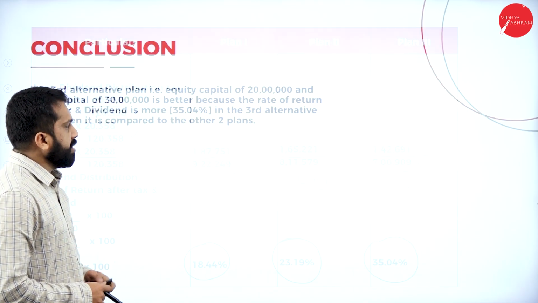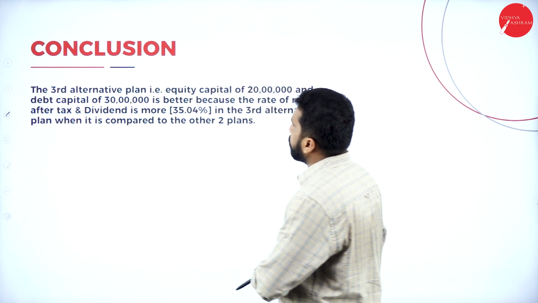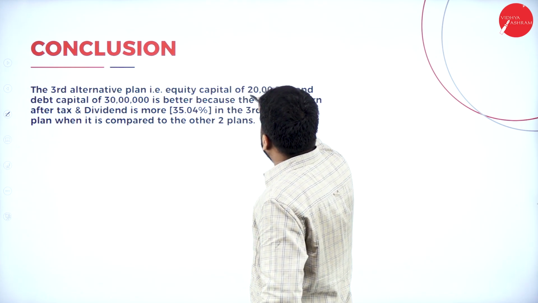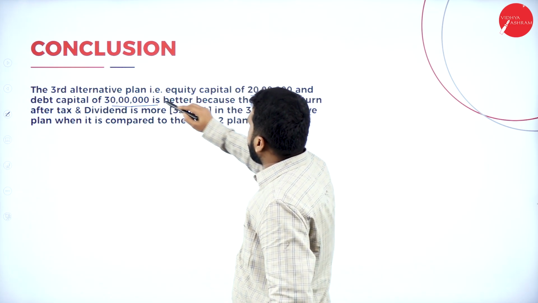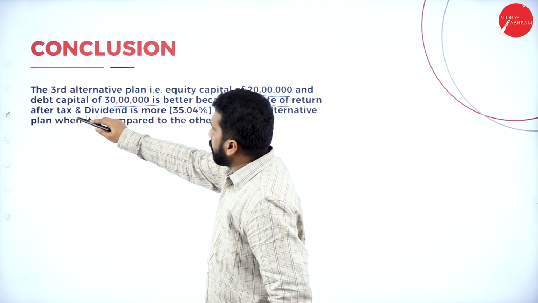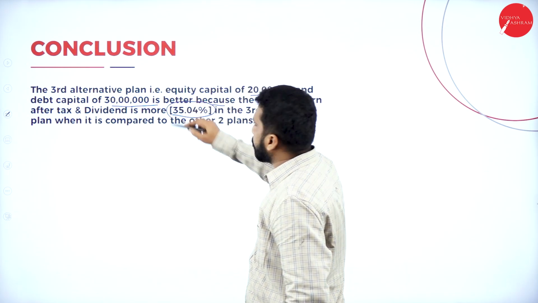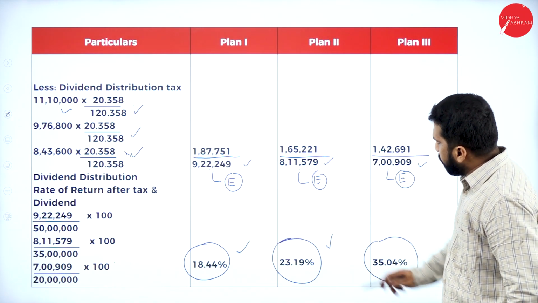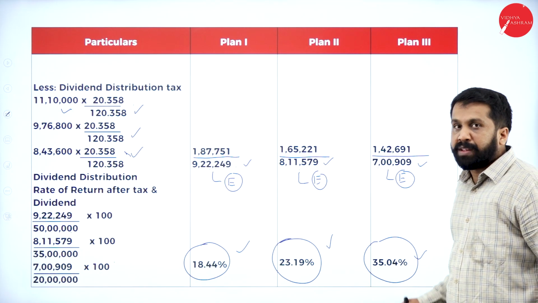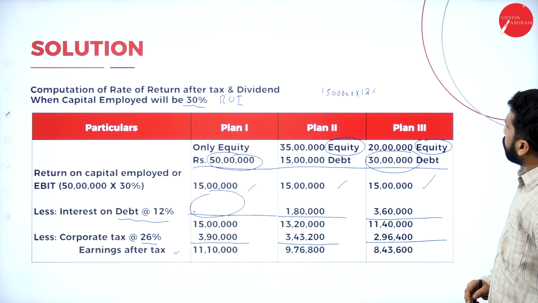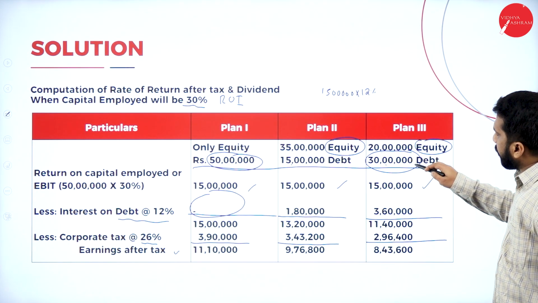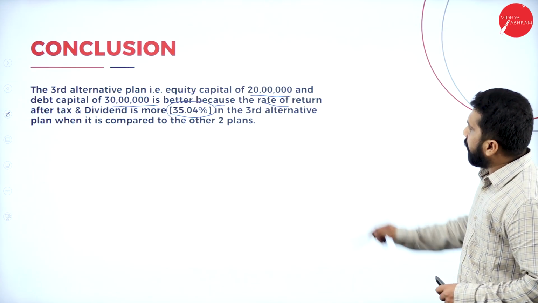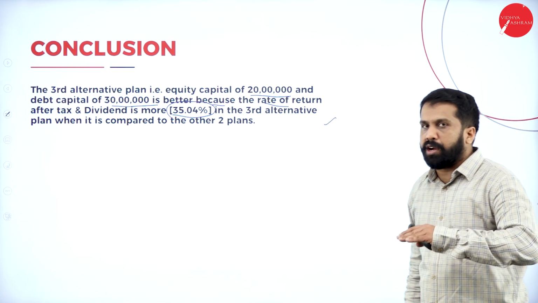Now, we're done with this. Once you're done with this, what you are supposed to do? The third alternative plan, that is equity capital 20 lakh and debt capital 30 lakh, is better because the rate of return after tax and dividend is more. See, I'll go back. Here you got 18%, 23%, 35. Which is more? 35 is more. What is the last option? 20 lakh equity, 30 lakh debenture. This is always better. Now, so you have to write a conclusion and be done with your problem.